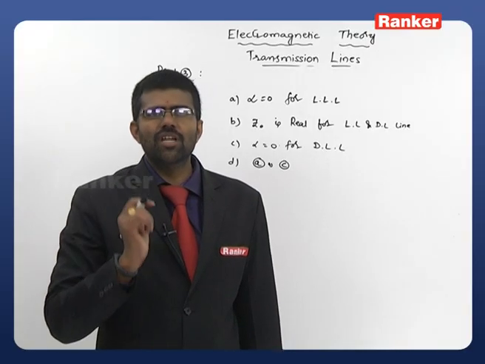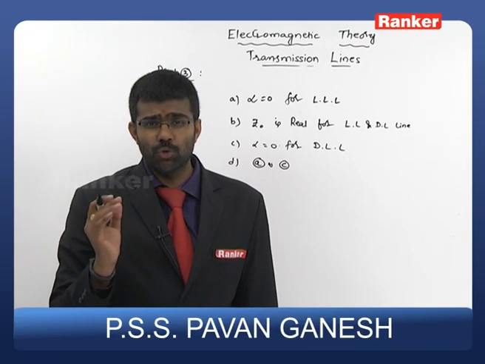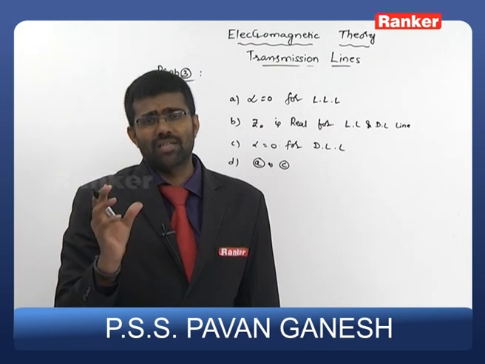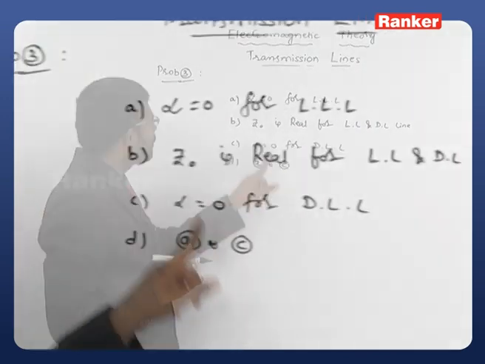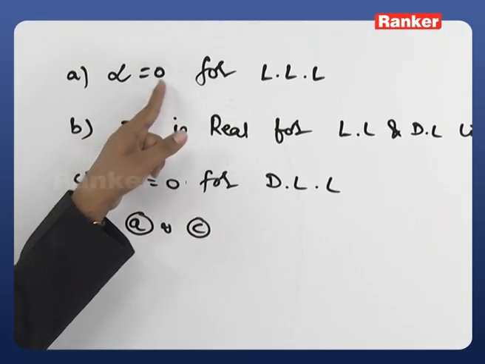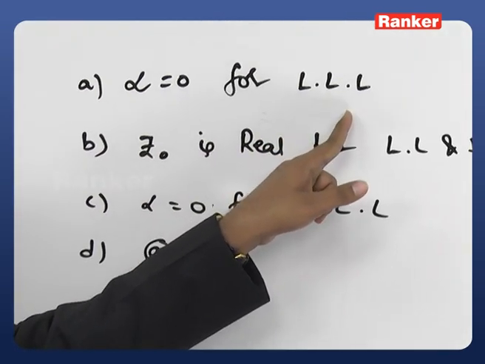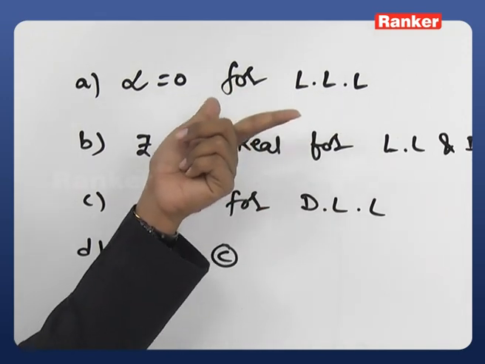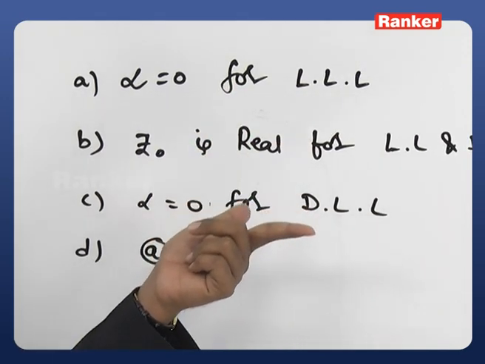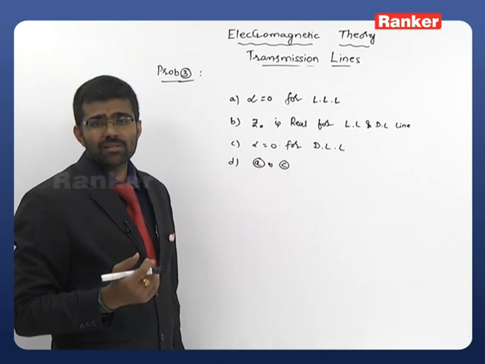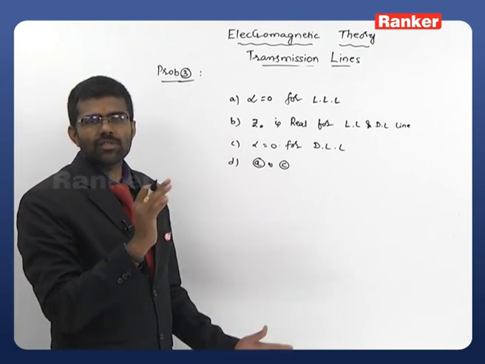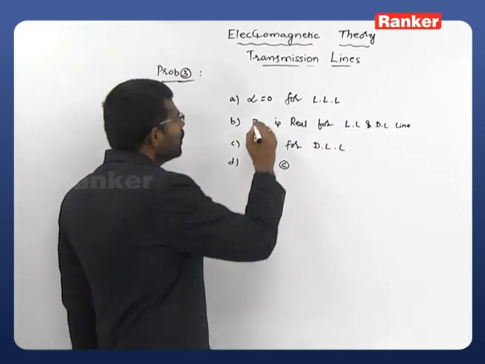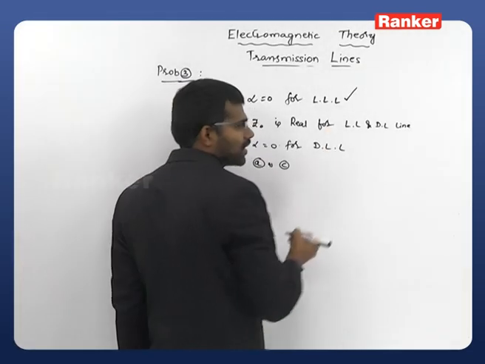Here 4 statements are given to us. Among those 4 we are supposed to identify the wrong statement, or which is not correct. Right? Observe the statements which are given to us. The attenuation constant is 0 for a lossless line. Obviously alpha is equal to 0 for a lossless line. That's why it is called a lossless line. And what is the condition for a lossless line? R is equal to 0, G is equal to 0. If you substitute them, obviously you will get alpha equal to 0. So this one is a correct statement.